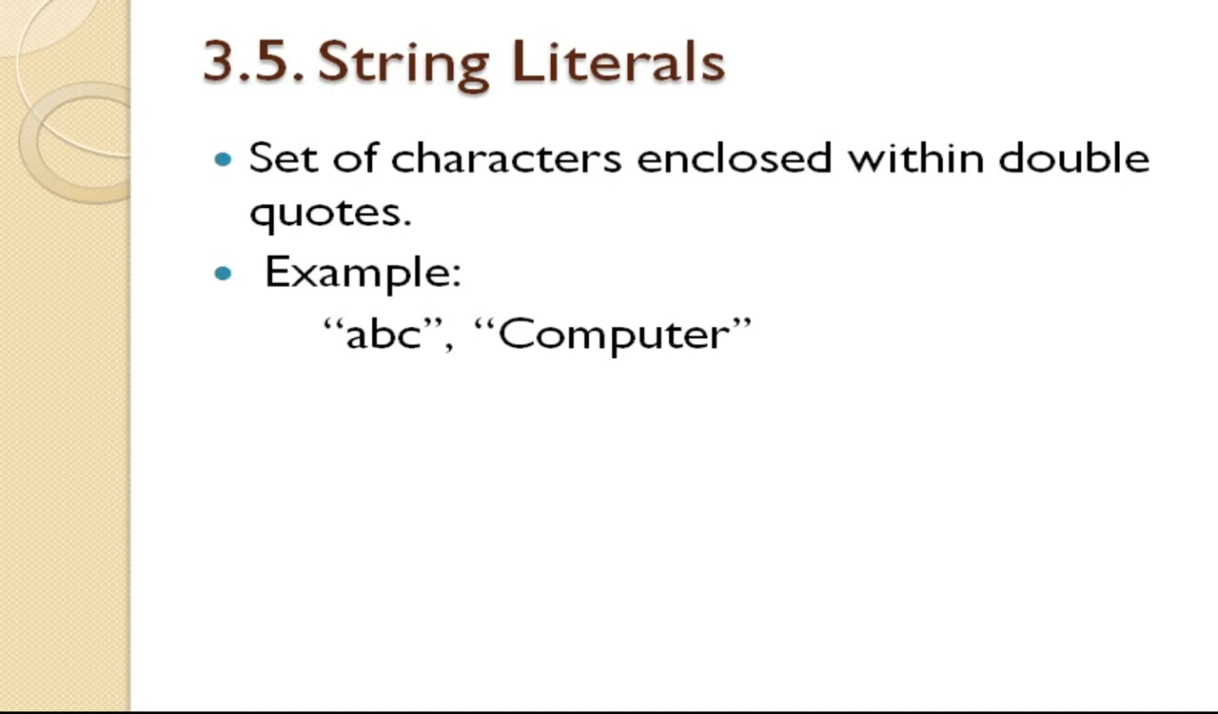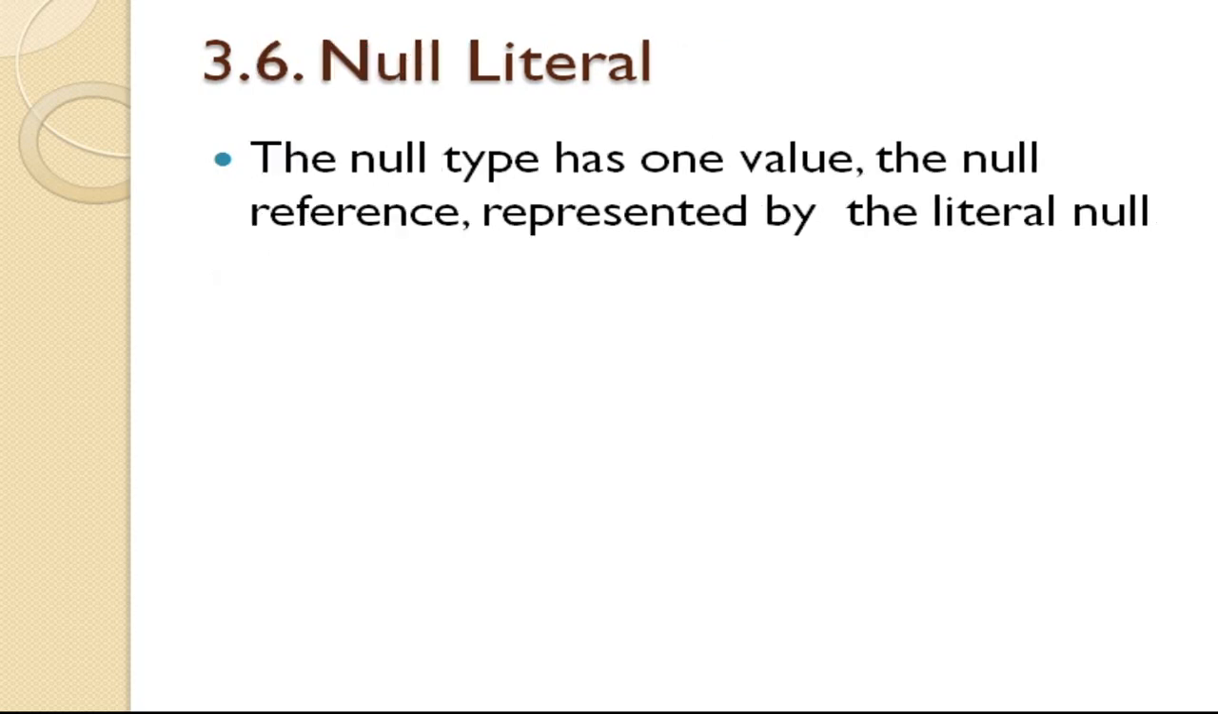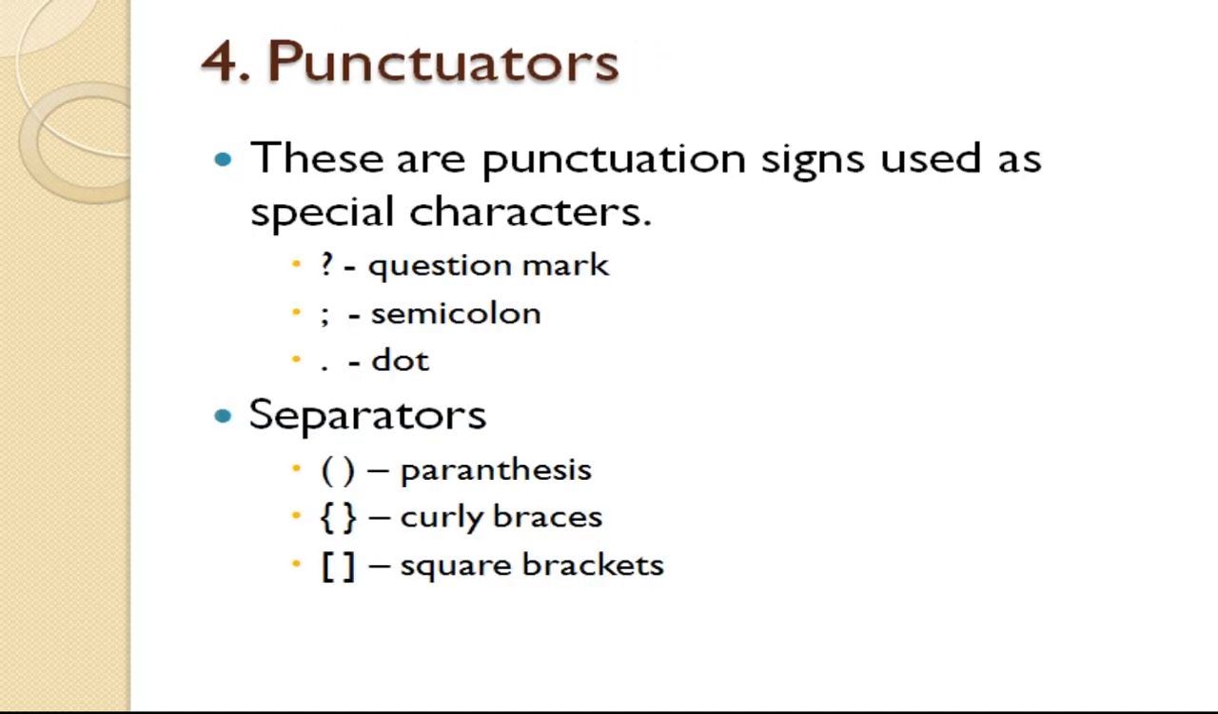Next is string literal. A set of characters enclosed within double quotes. If you have a set of characters, you cannot enclose them within single quotes, so you have to put double quotes. You call these string literals. Namely, you can say text or your name or city name, all that. Next is null literal. Null literal has only one value, which we call null. For example, if you want to make a string empty, normally it is a reference type. In future, when you learn about objects or strings, then you will know what a null literal is.